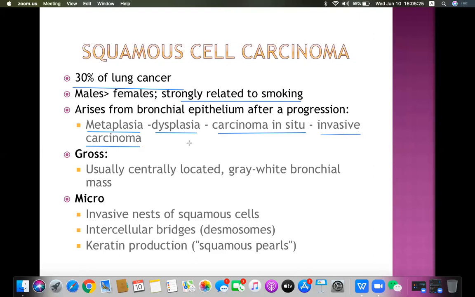So this is very, very important knowledge for you. First, metaplasia because of chronic smoking, then dysplasia, carcinoma in situ, then invasive carcinoma. This is a very, very common mechanism in squamous cell carcinoma. Now, according to gross and microscopic morphology, this squamous cell carcinoma is present towards the bronchus.